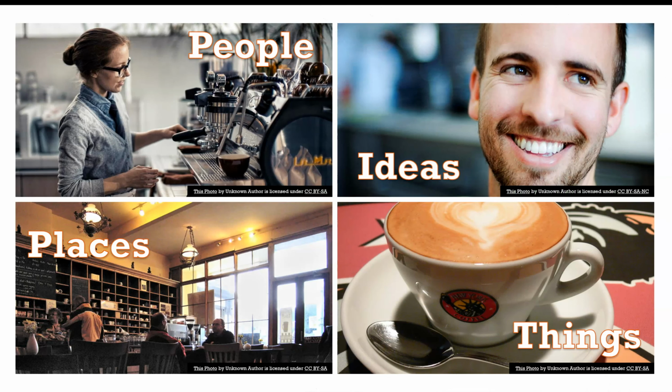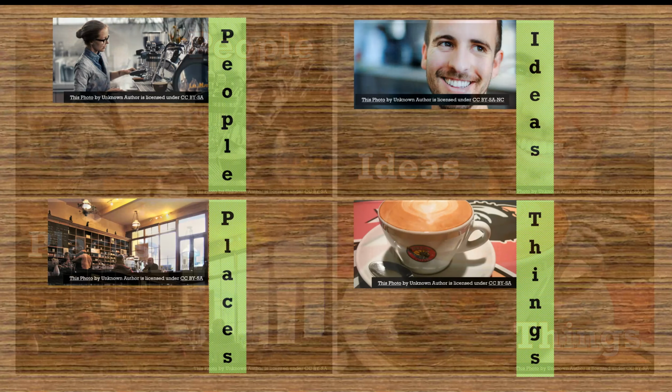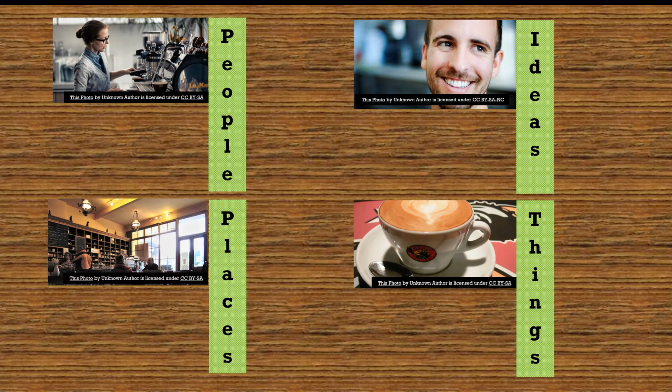Okay, so nouns are these four big ideas. Nouns are people, places, ideas, and things. A lot of words that are nouns will fall into one of these categories: people, places, ideas, or things. And here are some examples.